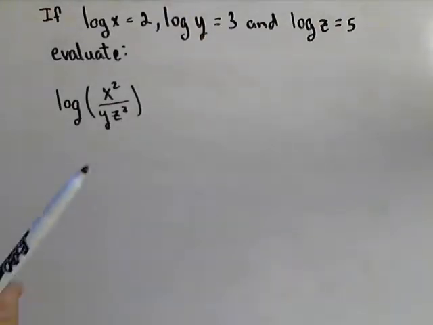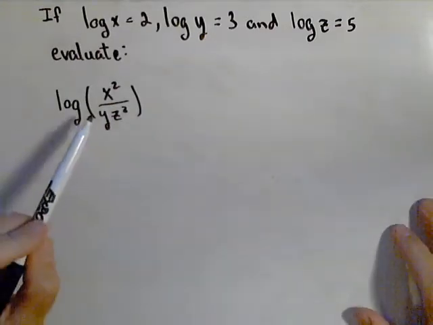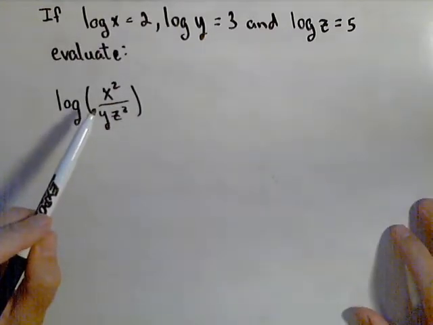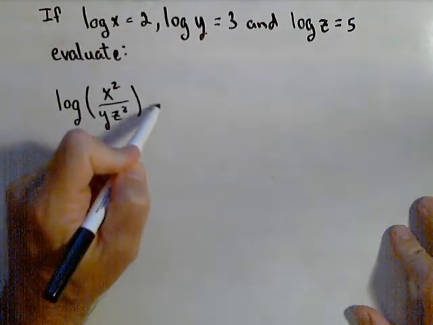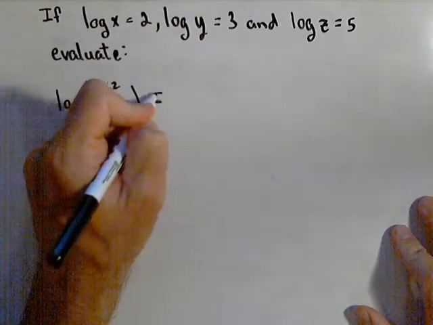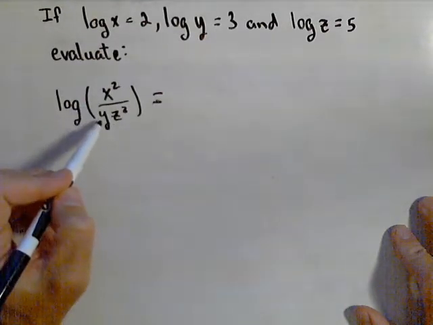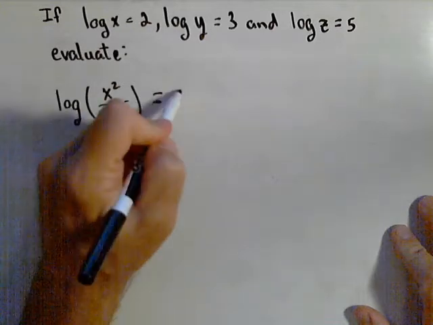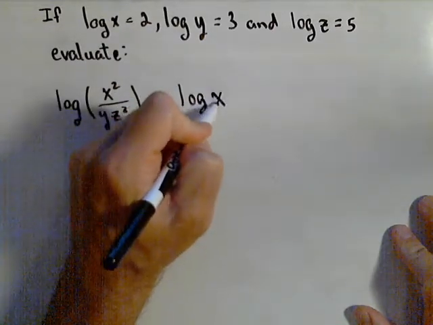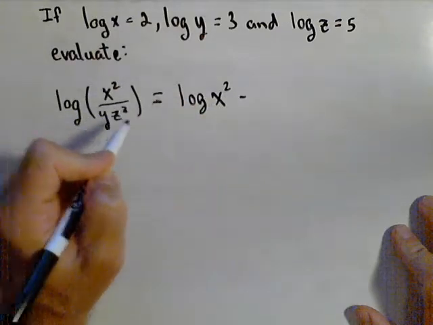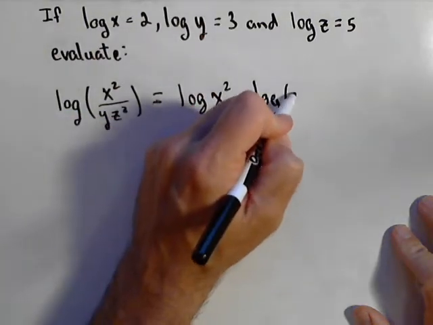For instance, they give us what log of x, log of y, and log of z are equal to, and ask us to evaluate this expression. In order to do this, we need to simplify it first using properties of logs. The first thing we would want to notice is that we have a quotient, x squared over yz cubed. So that could be rewritten as log of x squared minus a separate log of yz cubed.